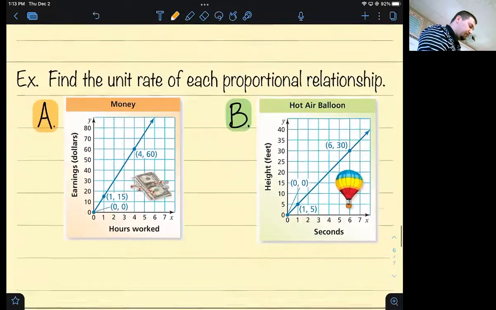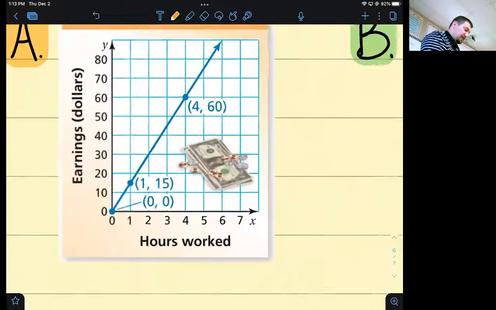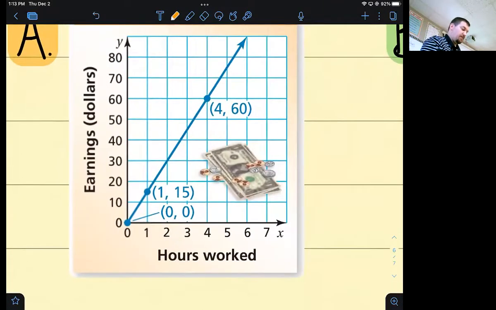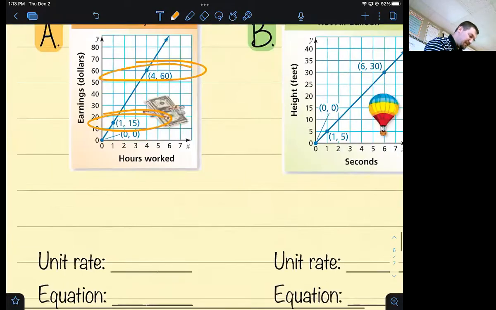Fair enough. Okay, we're almost done. Find the unit rate of each proportional relationship. To find the unit rate, since I know it goes to the origin, I don't have to count rise over run. I can just divide. What's 60 divided by 4? 15. Maybe I should have just done this one. What's 15 divided by 1? 15. So the unit rate is 15.